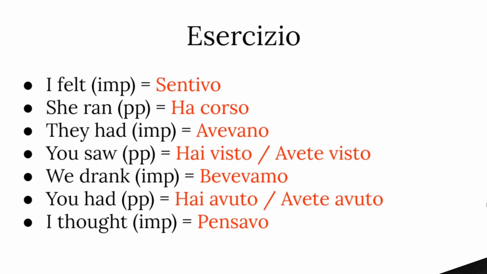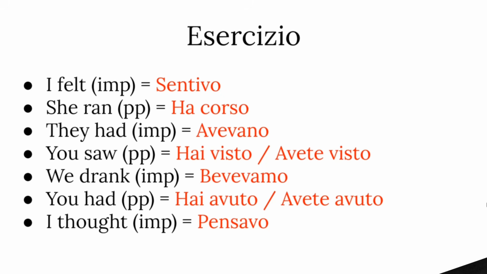Okay, so let's see the solutions. I felt, imperfetto, sentivo. She ran, passato prossimo, ha corso. They had, imperfetto, avevano. You saw, two options, hai visto, or avete visto, if the subject pronoun is you all. We drank, imperfetto, bevevamo. You had, passato prossimo, hai avuto, you singular, you all, avete avuto. Okay? I thought, imperfetto, pensavo.